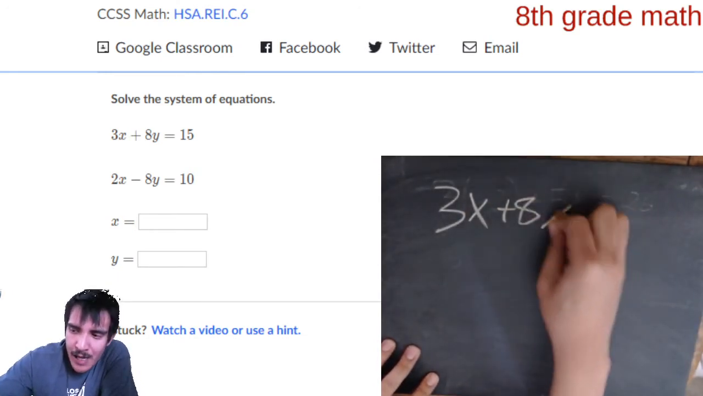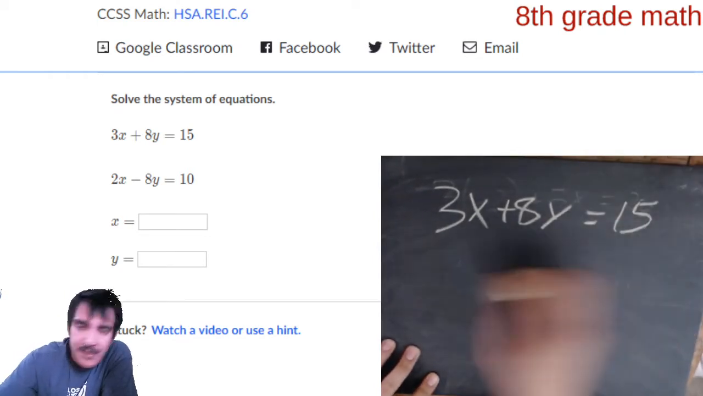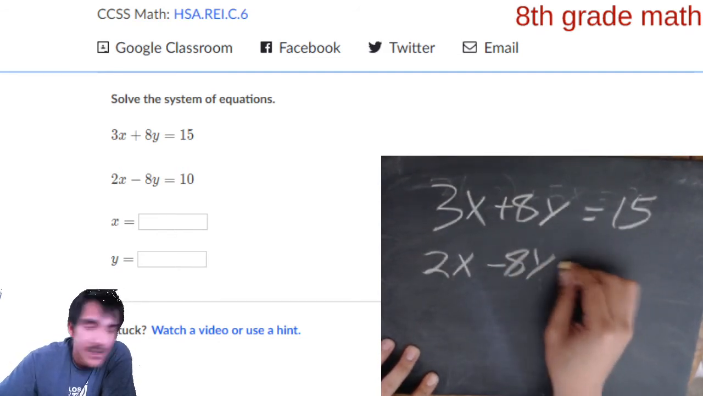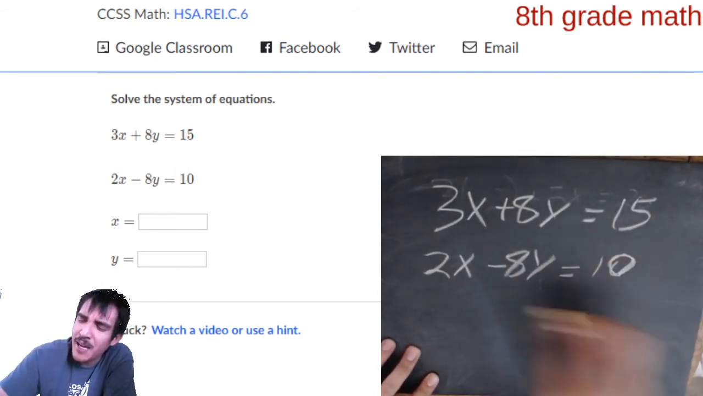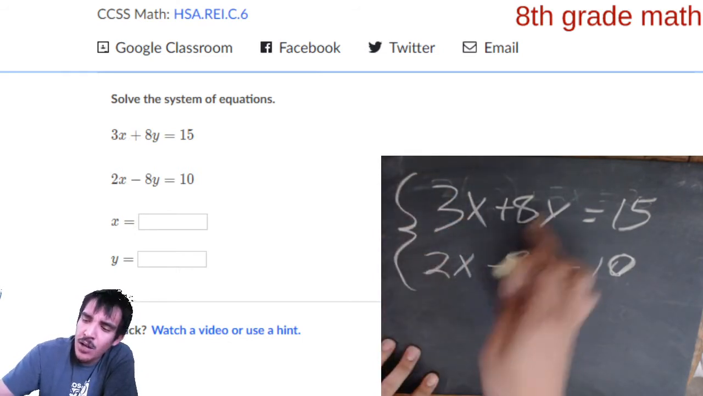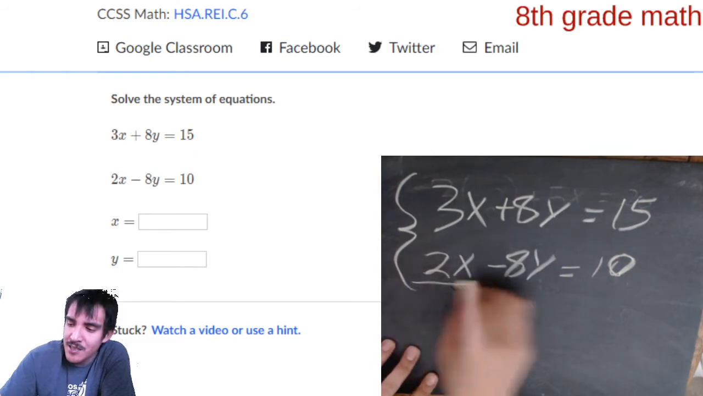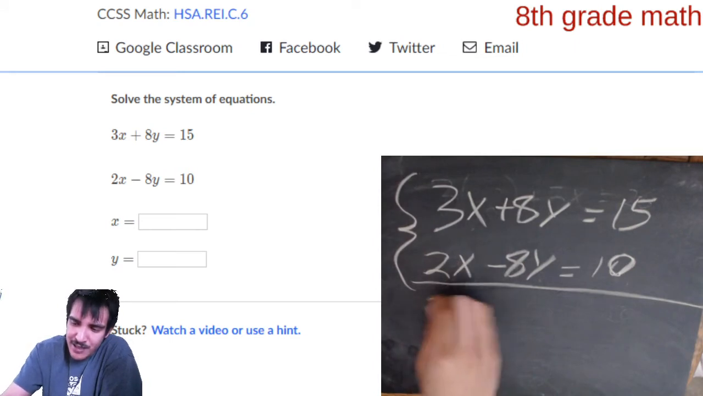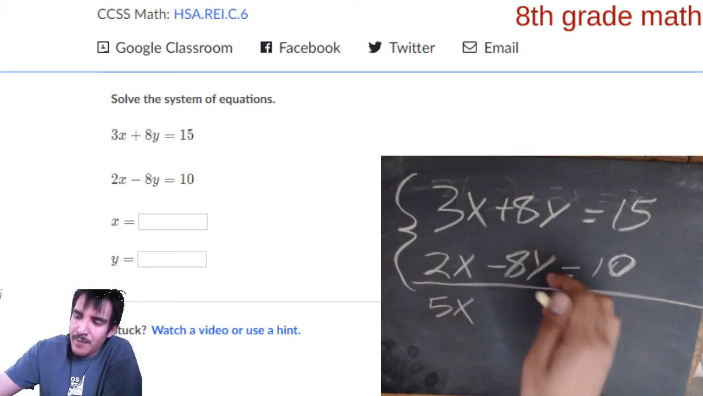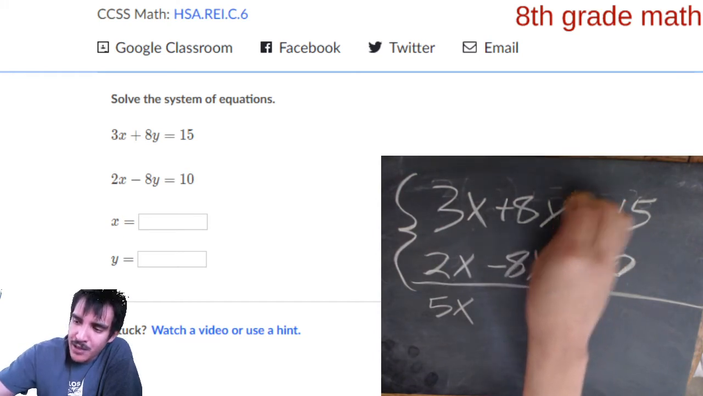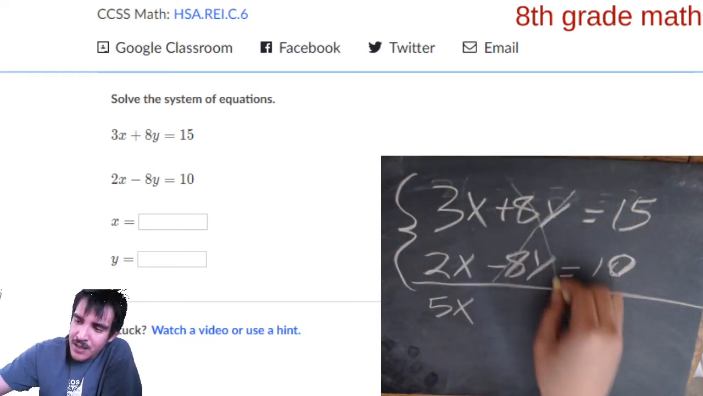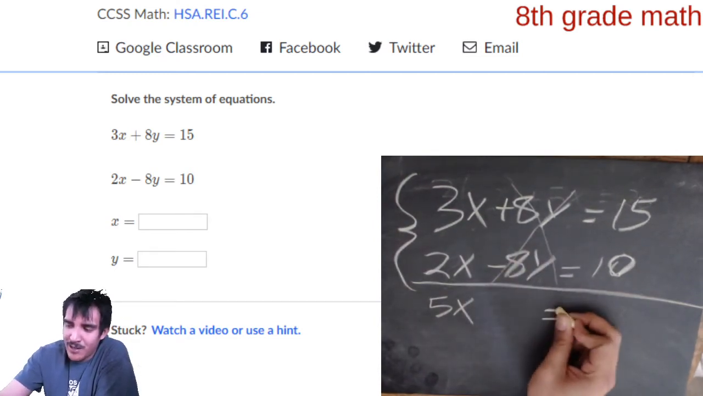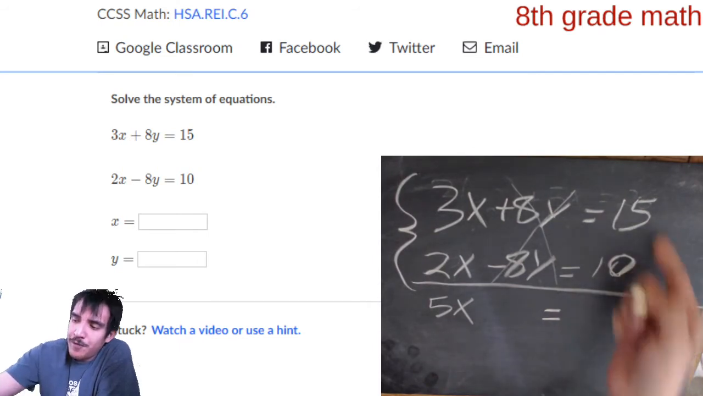3x plus 8y equals 15. The second equation is 2x minus 8y, that's the opposite, equals 10. So we see that we have opposites already right here, the y's. So please put a line at the bottom and add everything that you have here. 3x plus 2x gets you 5x. 8y minus 8y equals 0. So I'm going to lightly cross that out because I'm going to use this equation later, so I don't want to cross it out and forget about it. And then 15 plus 10 is 25.